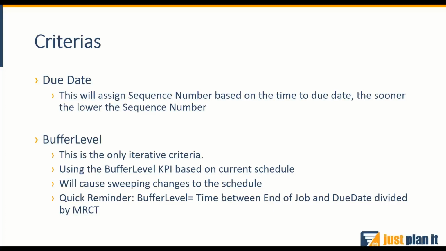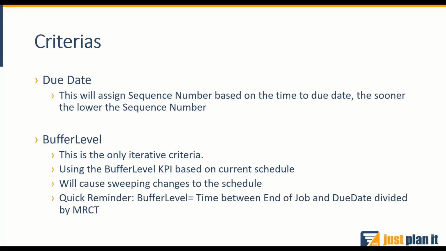Quick reminder what the buffer level is. The buffer level is the time between the scheduled end of a job and the due date. So let's say you have a job planned for Tuesday and the due date was on Friday. You will have a buffer time of 3 days. And you know that the job will take at its longest point 1 more day to complete. This is the MRCT, the max remaining cycle time.